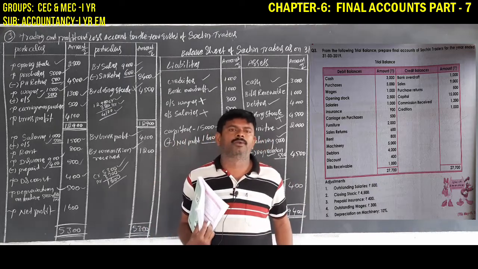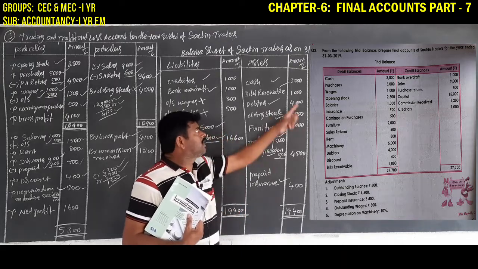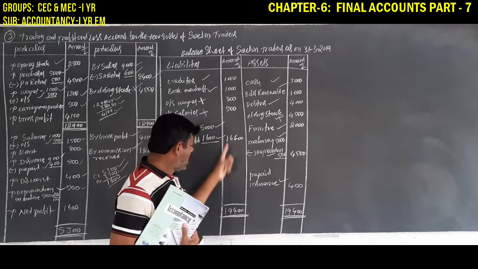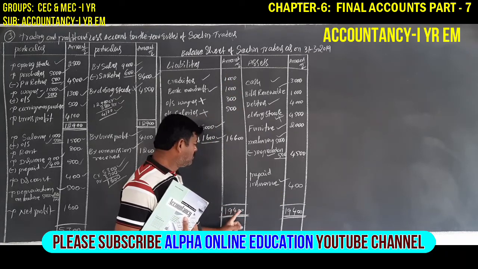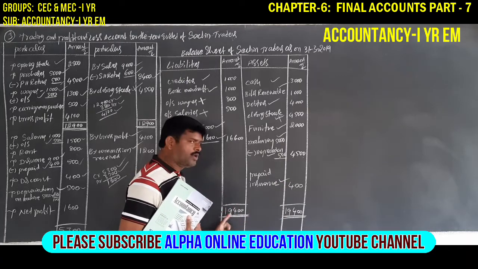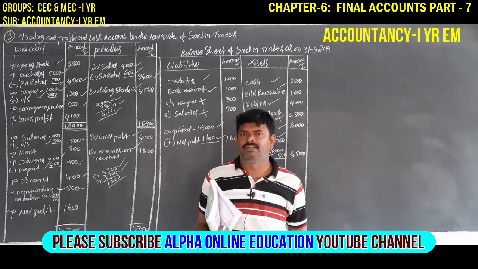When we conclude, then only total the assets and total the liabilities. The total of the assets is 19,400 and the total of the liabilities is also 19,400. Assets is 19,400, liabilities is also 19,400. So this is about problem number 3. Okay.